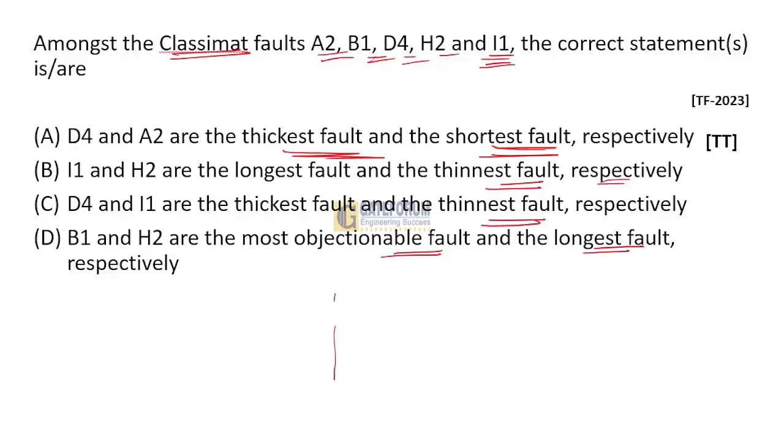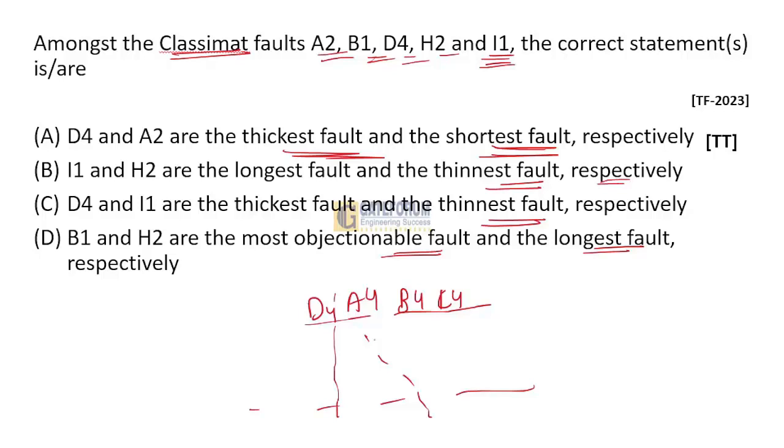You have to remember this table for the Classimat test. A4, B4, C4, D4 are the highest objectionable faults, and as you go down the line, the objectionable faults decrease, and the faults are considered non-objectionable or minor faults as far as the Classimat test is concerned. In this, I1 is the thickest fault among these, and I1 is considered the longest fault in all of these.